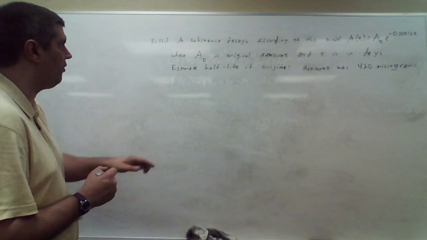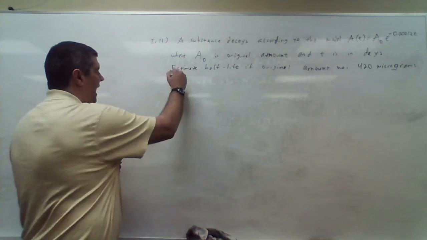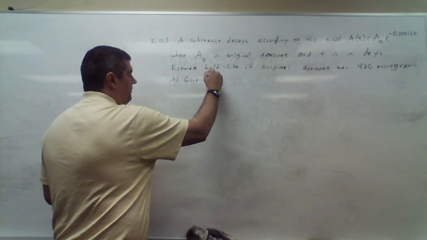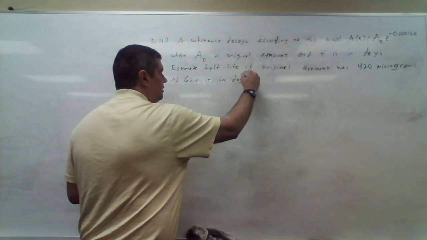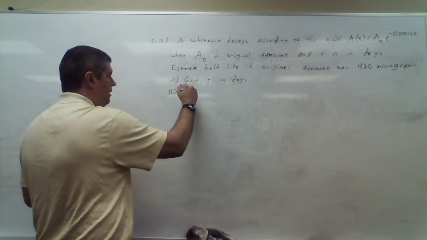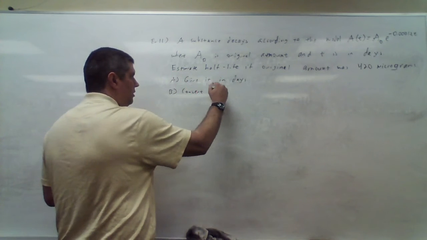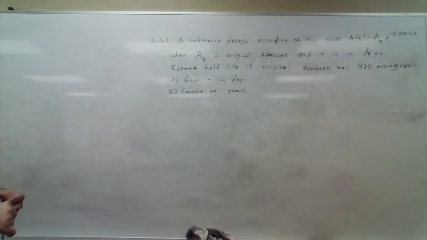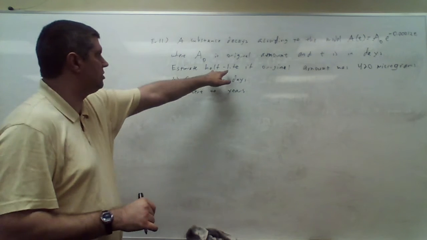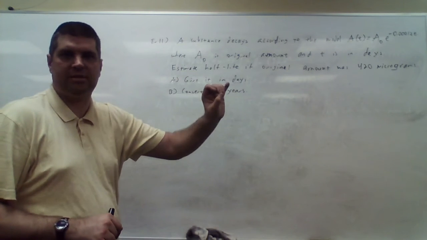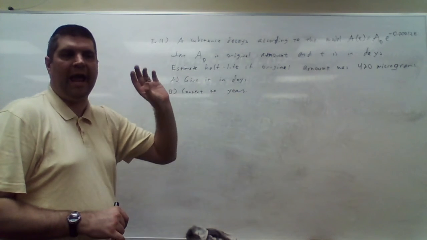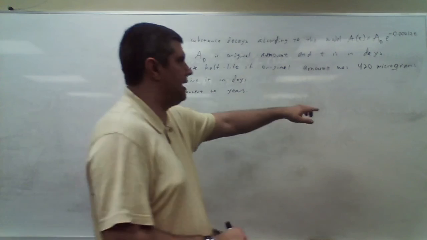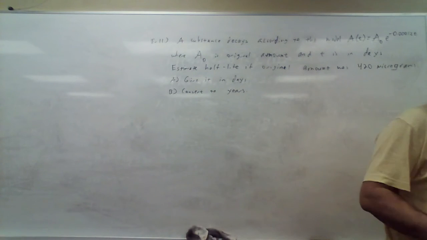Now, folks, half-life. So first of all, A, I forgot this part: give it in days, and B, convert to years. Forgot that, okay? The half-life, folks, is the amount of time it takes for half of something to be gone, okay? If it follows an exponential decay law, which this one does.